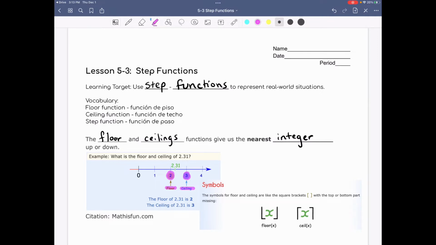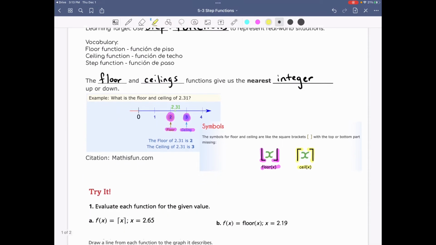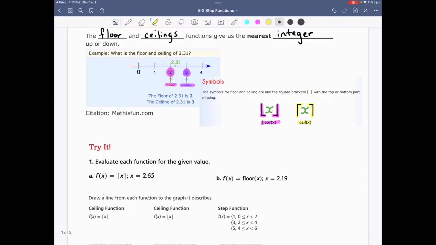Also important are the symbols. The symbols for the floor and ceiling are like the square brackets with the top or bottom part missing. So on the floor here, we have the bottom part. Makes sense, right? And for the ceiling, we have the top bracket. And you can write it as floor parentheses x or ceiling parentheses x, or you can write it with the brackets. So let's try this.